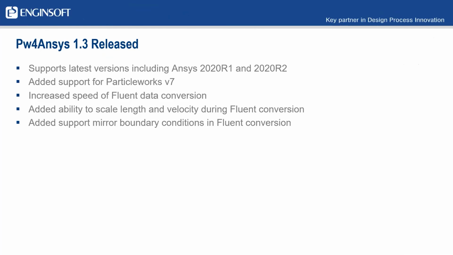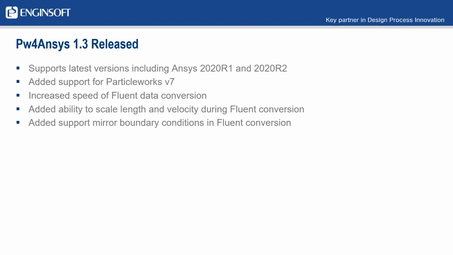And then Particleworks for ANSYS version 1.3 was released. Again, for those that aren't aware, this is a tool for making it a little more seamless to move data from Particleworks to ANSYS Mechanical. The most common application is probably thermal studies, exporting HTC coefficients. And then you can also bring airflow field data from Fluent directly into Particleworks as an airflow field.